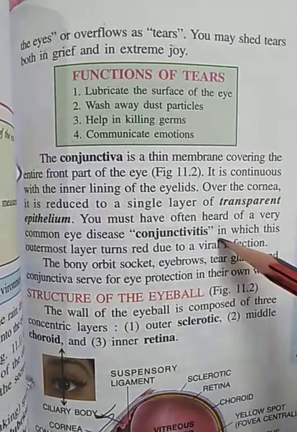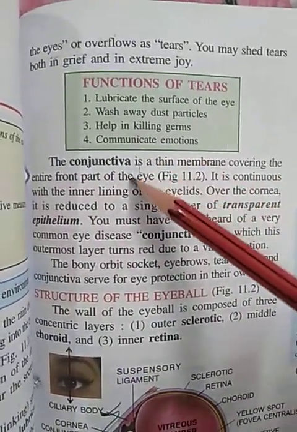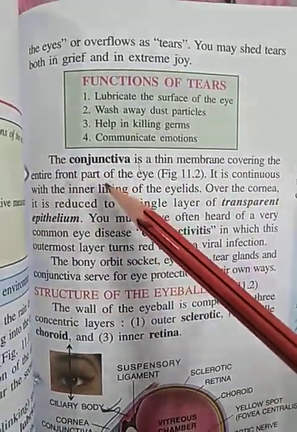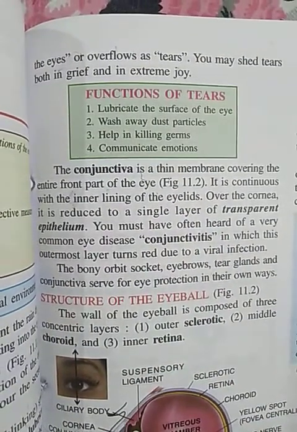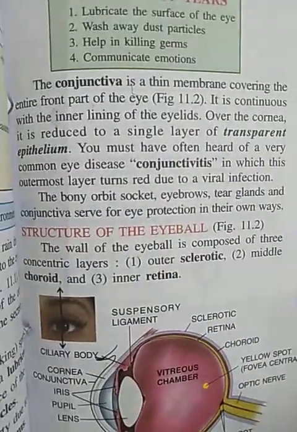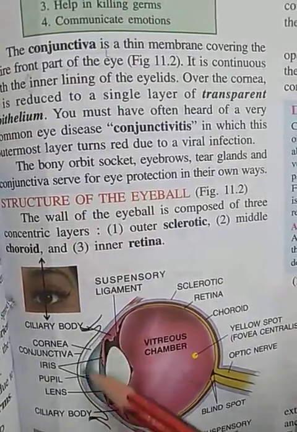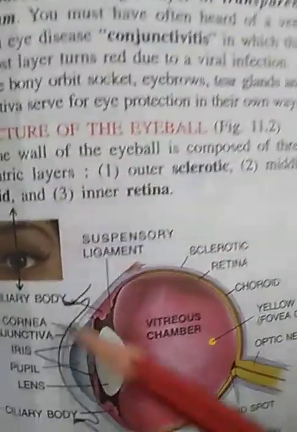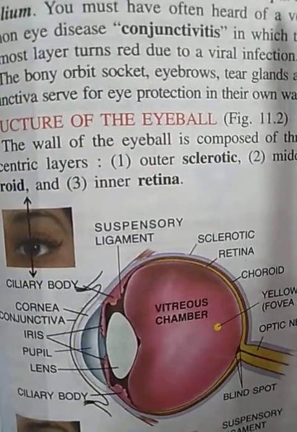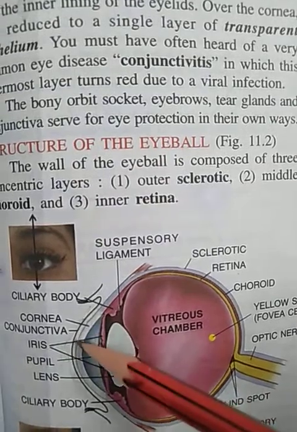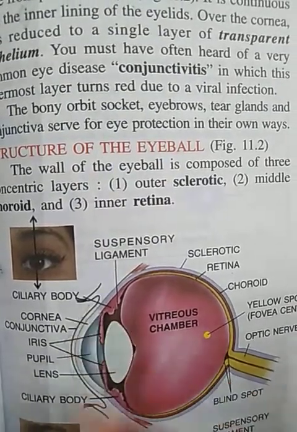Now students, we will discuss the conjunctiva. Now what is the conjunctiva? It is a thin membrane covering the entire front part of the eye. So here you can see that it is the outer thin membrane covering the entire front part of the eye. And over the cornea, this conjunctiva is reduced to a single layer of transparent epithelium.